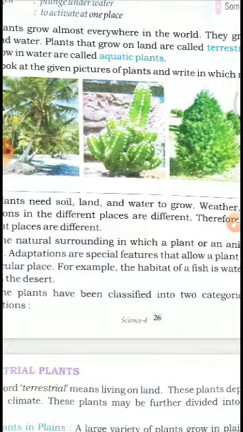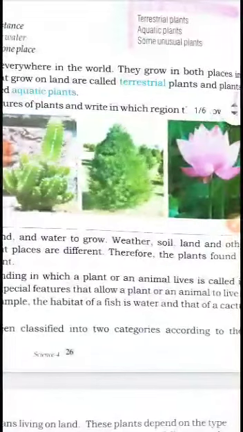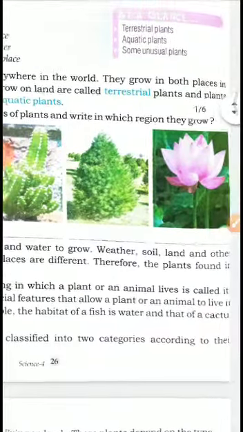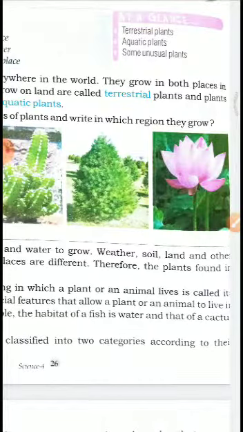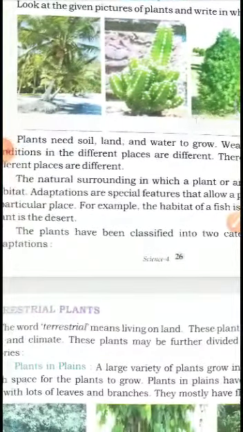The second one is cactus, right? It grows on desert areas. The third one are lush green trees which grow on some mountains, some cold places. And the fourth is lotus, which grows in water, right? So all the trees that you can see are growing in different kinds of locations.